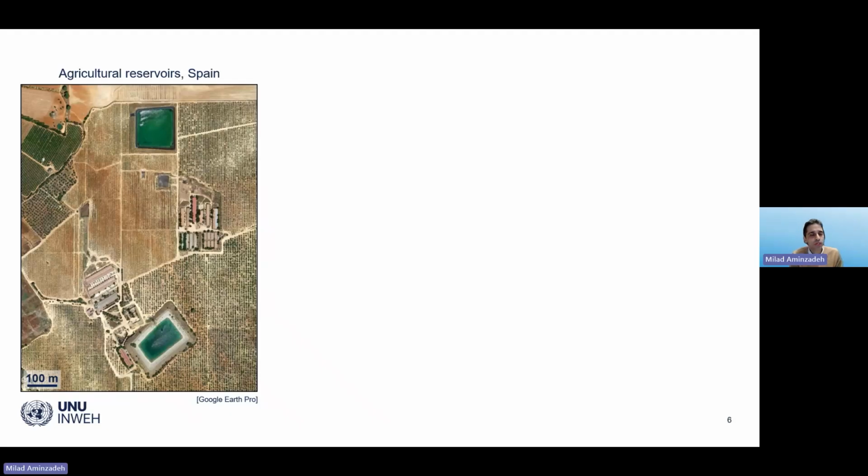The first part of the work that I present today is focused on small agricultural reservoirs. Here you see an example of small agricultural reservoirs in an agricultural area in Spain that simply provide water for irrigation purposes, especially in the absence of large-scale storage infrastructures like dams.